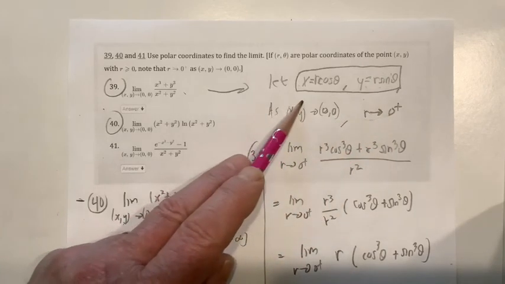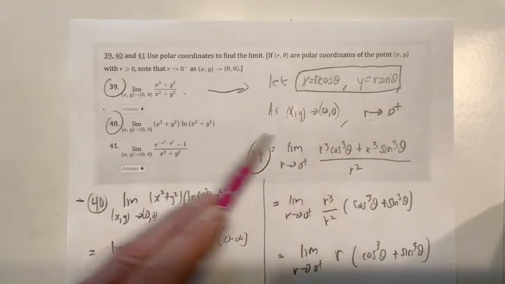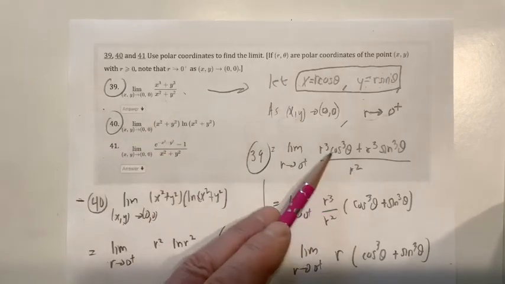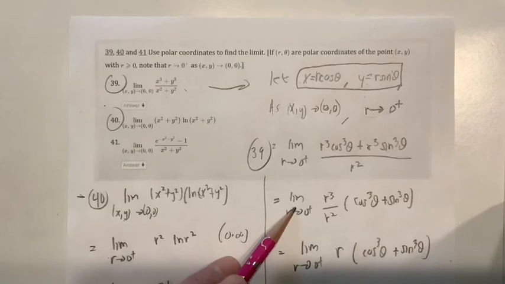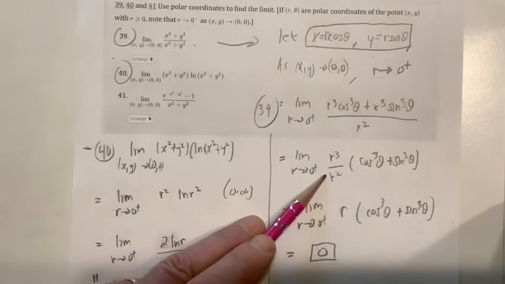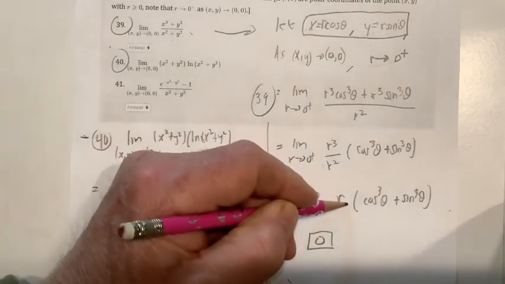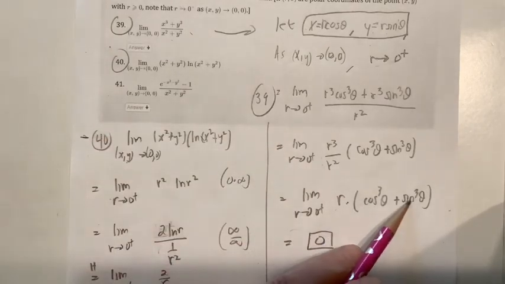So if you make your substitution here, you get an r squared, because remember x squared plus y squared is r squared. You get this on the top. So when you factor out the r cubed, you cancel it, and now no matter what theta is, if this goes to 0, the whole thing gets close to 0. So that's a nice way to show the limit equals 0.